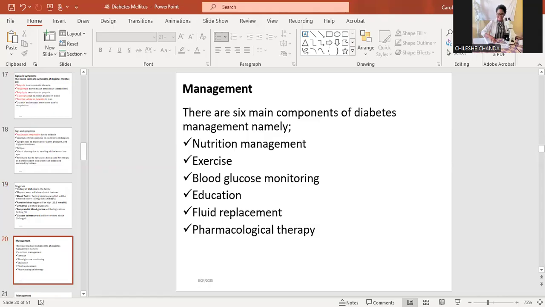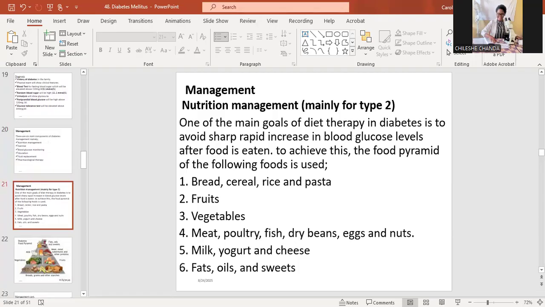You're going to incorporate exercises, especially in type 2. Blood glucose monitoring is very cardinal. You educate the patient on what foods they're supposed to take. You educate the patient on fluid replacement. Pharmacological therapy also is very important. So when you are talking about nutritional management, this is mainly for type 2.